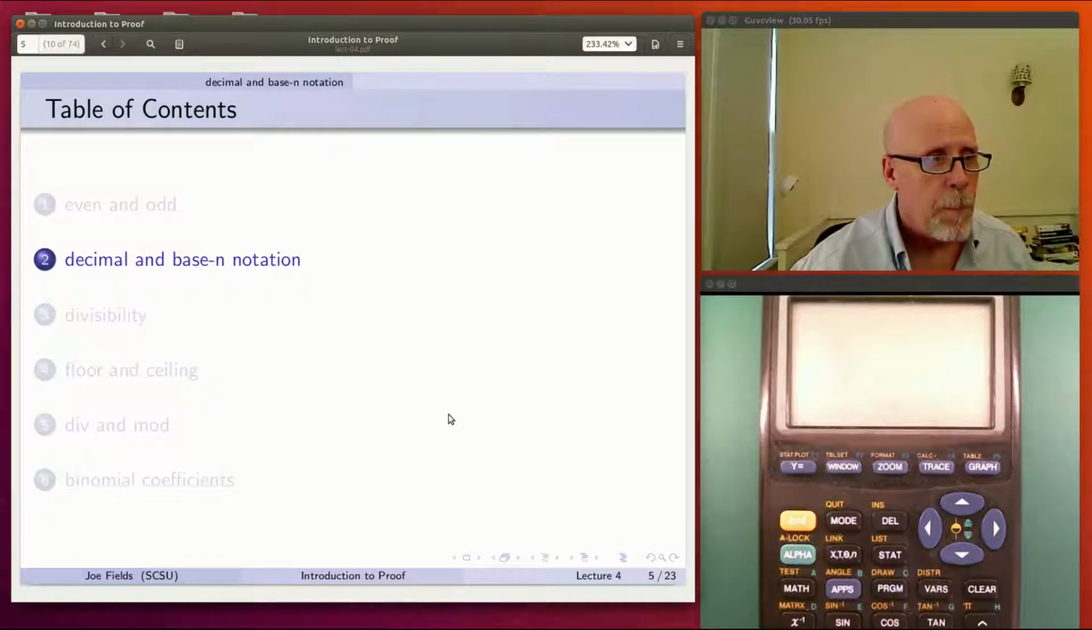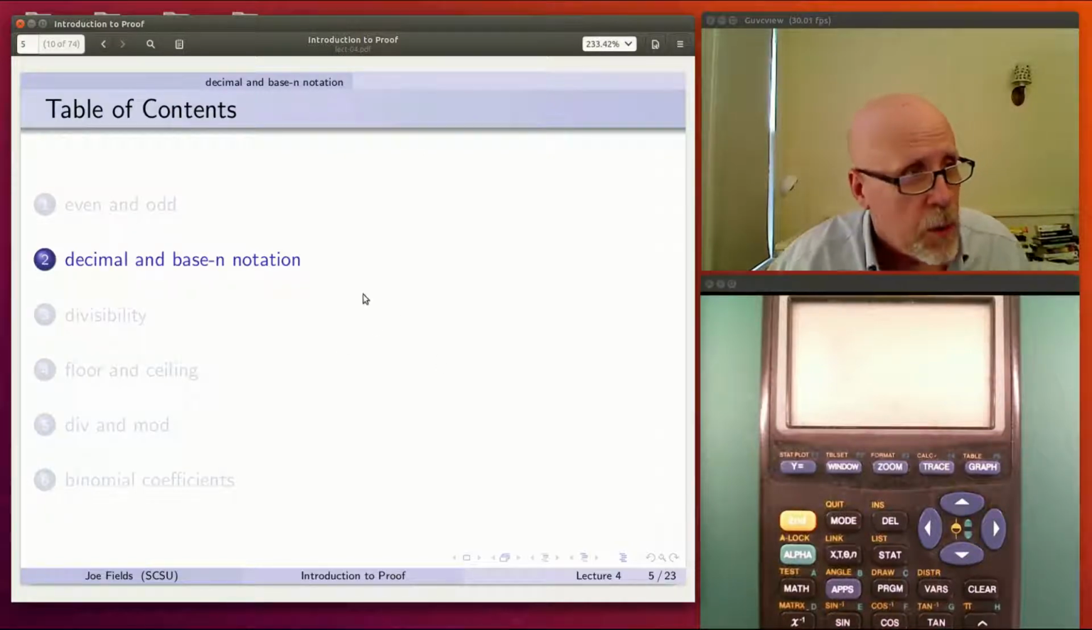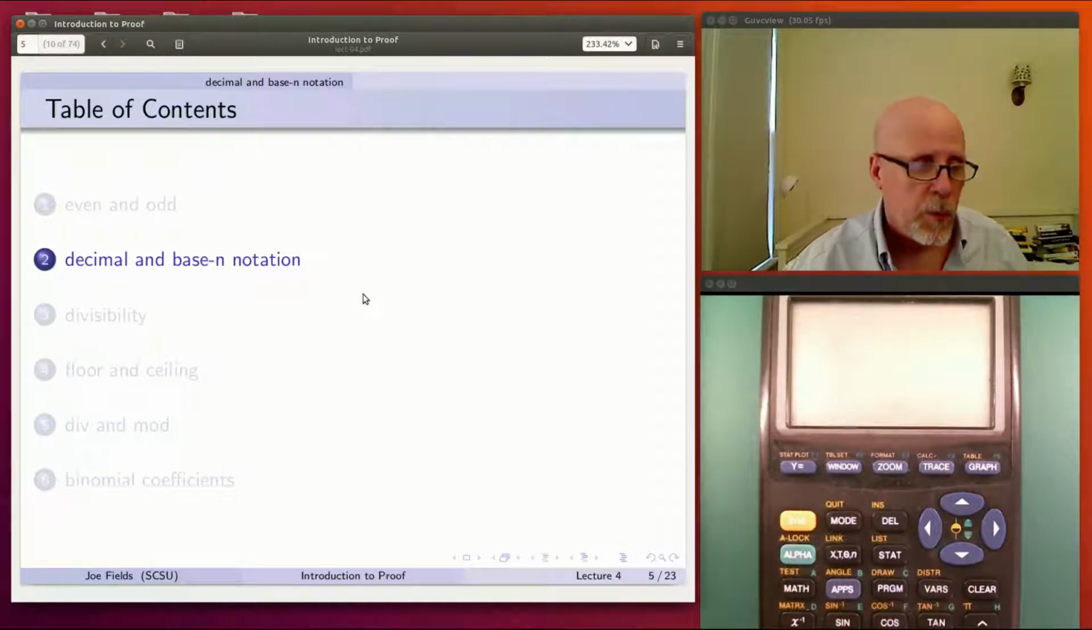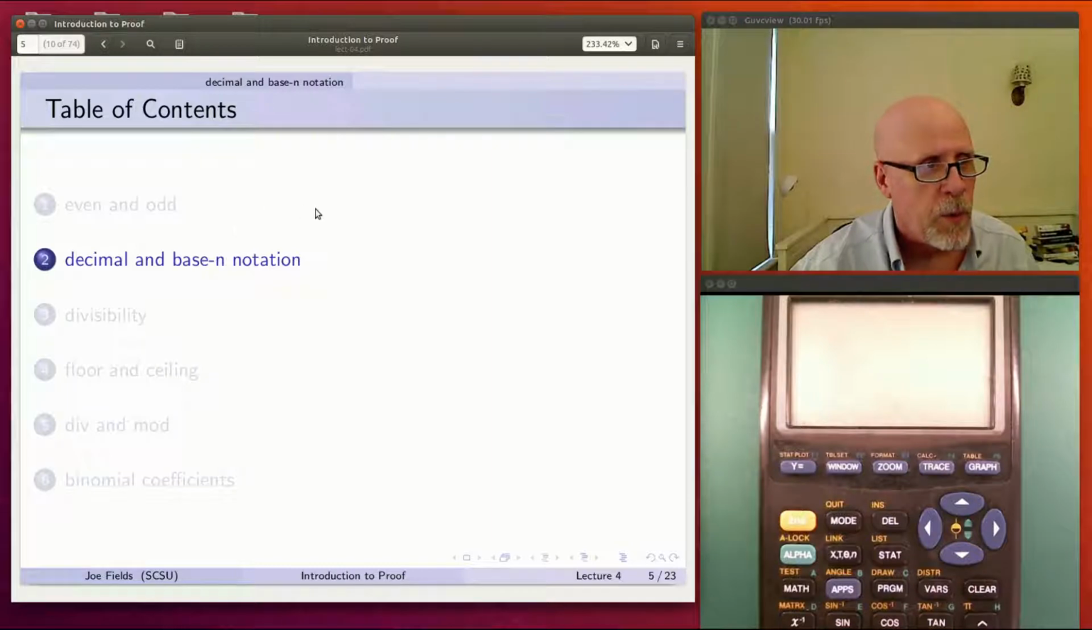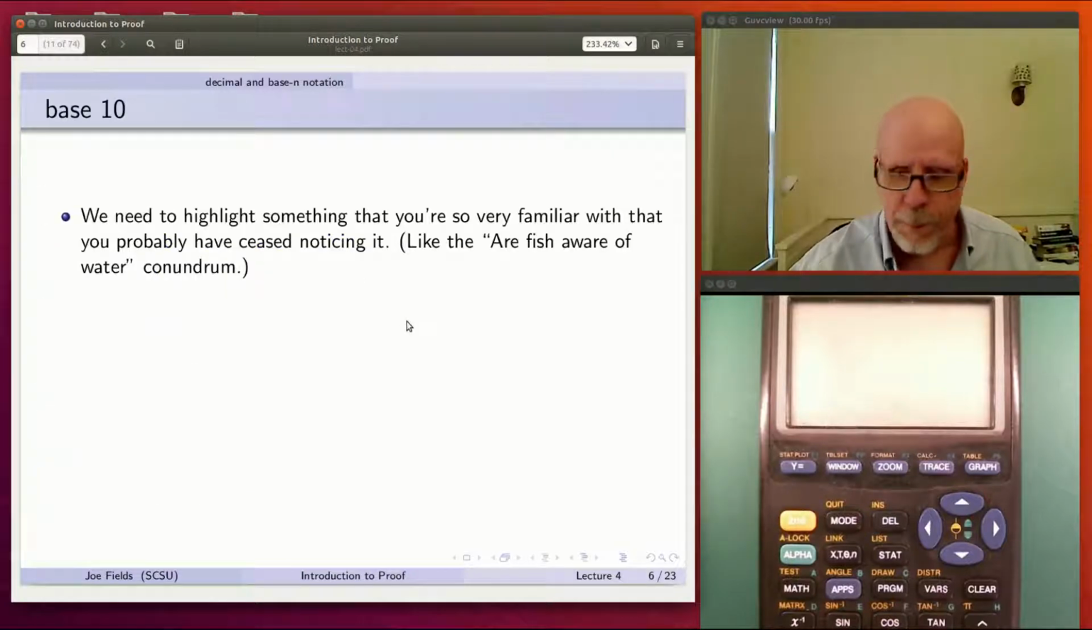All right, so we'll certainly be able to do some, I don't want to be derogatory, but a lot of people call these baby proofs because they're pretty easy. But we'll definitely do some baby proofs using the even and odd concepts. Decimal and base n notation, that's our next stop.